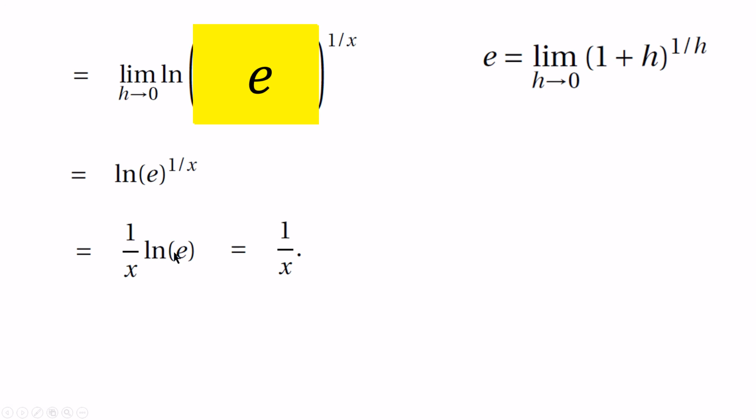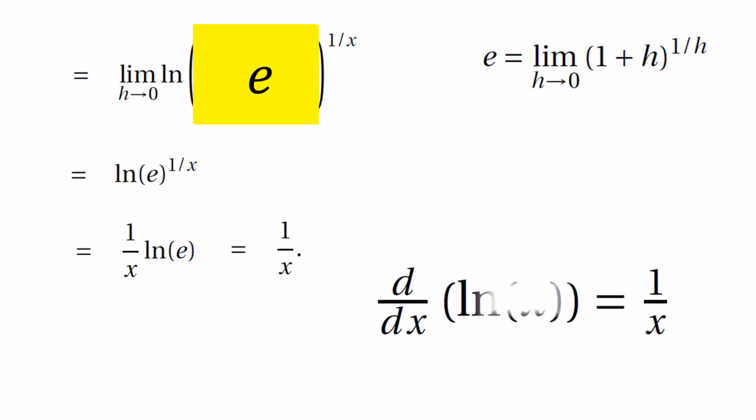So natural log of e is just 1, which gives me the derivative is 1 over x. Ta-da! Do I have a final ta-da? Yes, I do. So the derivative of natural log of x is 1 over x. That's the long gross one. Now, let's do some others using this factoid.